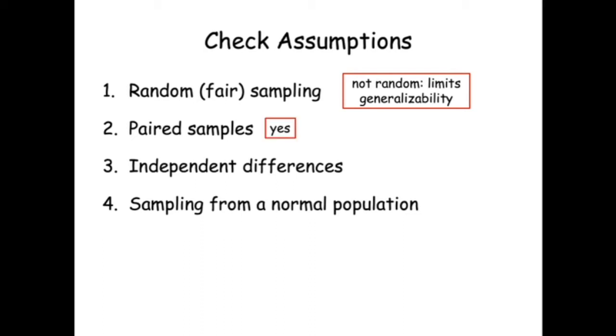Each subject has a temperature value before and after taking aspirin, so the second assumption is met. No one has more than one difference score, and knowing one individual's temperature change should tell us nothing about another's, so the independent differences assumption has been met. The sample is large, so the sampling distribution of differences will be approximately normal.